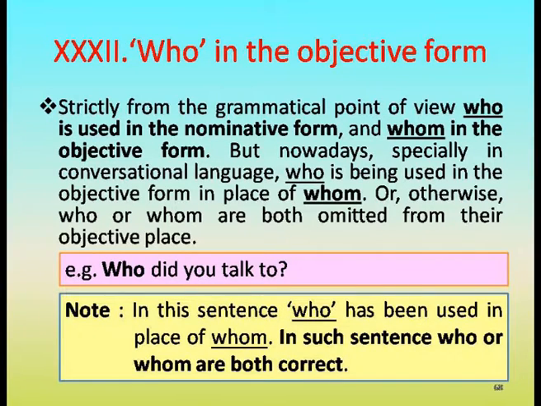Who in the objective form. Strictly from the grammatical point of view, who is used in the nominative form and whom in the objective form. But nowadays, especially in conversational language, who is being used in the objective form in place of whom, or otherwise who or whom are both omitted from their objective place. Who did you talk to? In this sentence, who has been used in place of whom. In such sentences, who or whom both are correct.